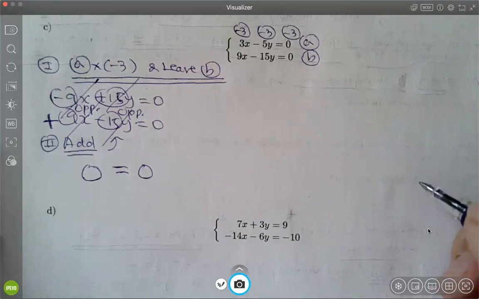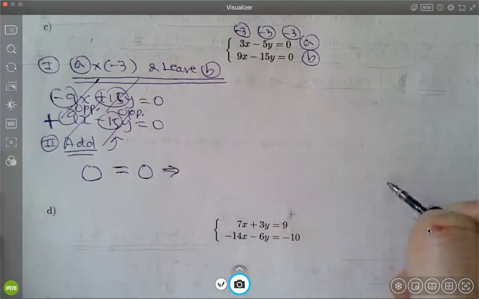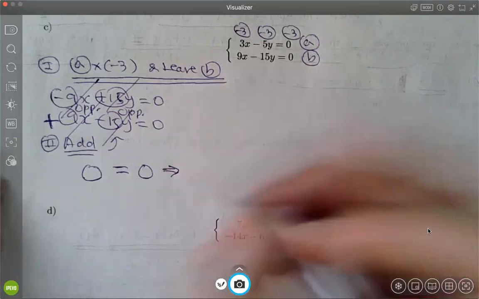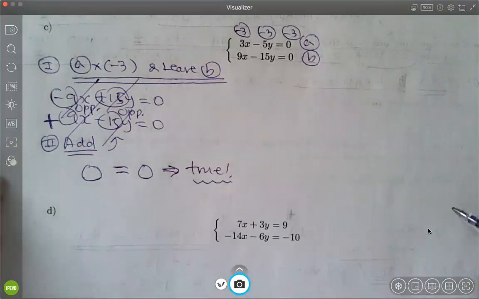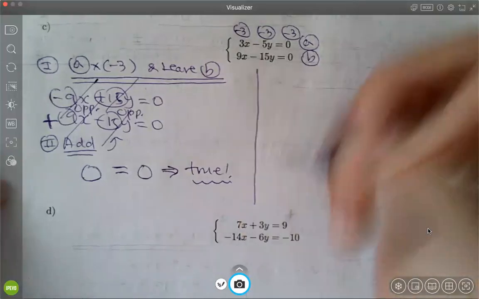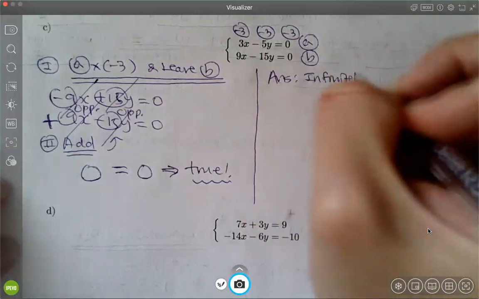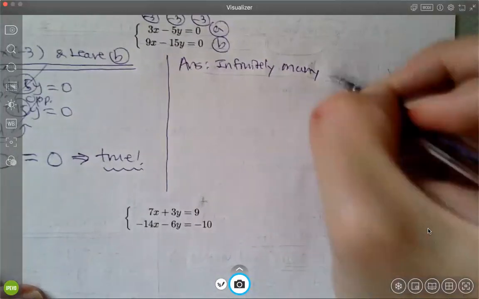Okay, so now here we have an issue because all of the variables are gone. Okay, now is 0 equals 0 a true statement or a false statement? That's a true statement, right? Okay, so this one is a true statement. If you get a true statement at some point of your work, the answer is infinitely many solutions.